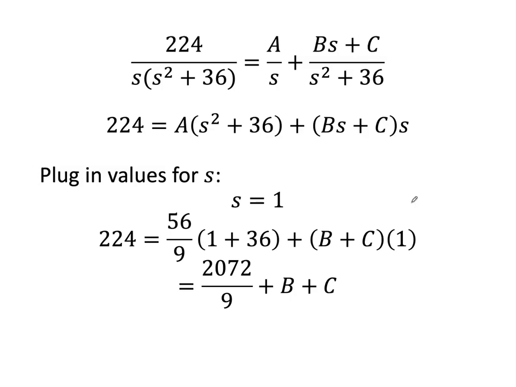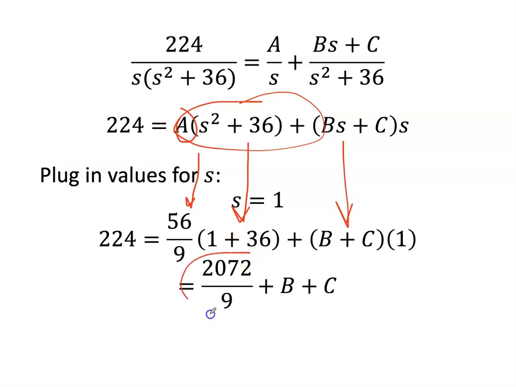Now let's plug in another value for s. Let's plug in s equals 1. Plug in s equals 1 and we get A times, well, we know what A is. A, again, is 56 over 9. S squared plus 36 is 1 plus 36. Bs plus C times s will be B plus C times 1. When you do the math, you end up with 2072 over 9 plus B plus C, and all of that equals 224.